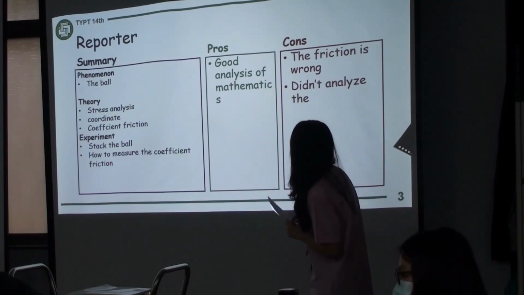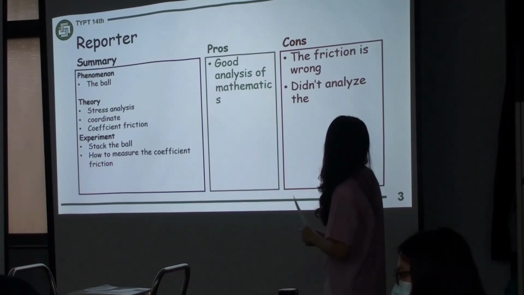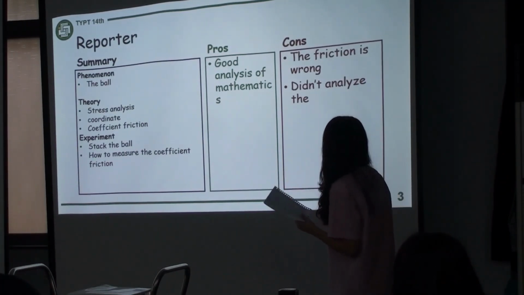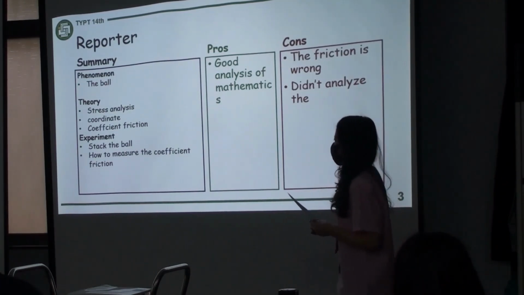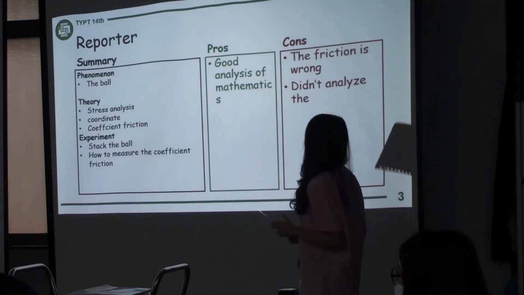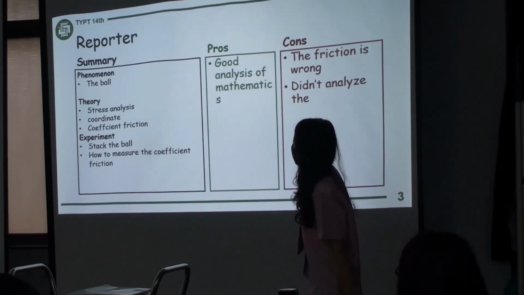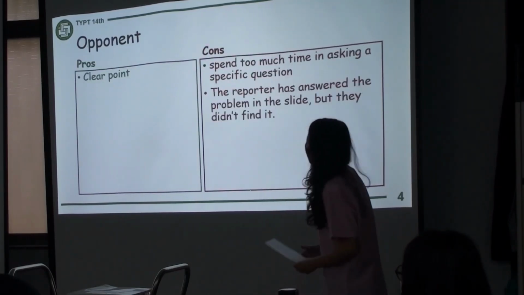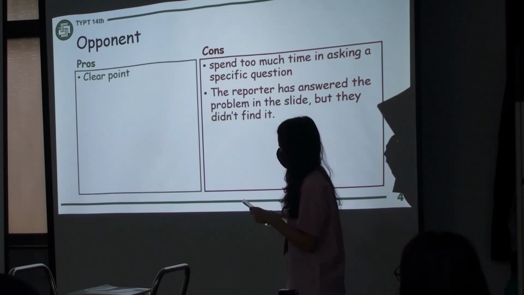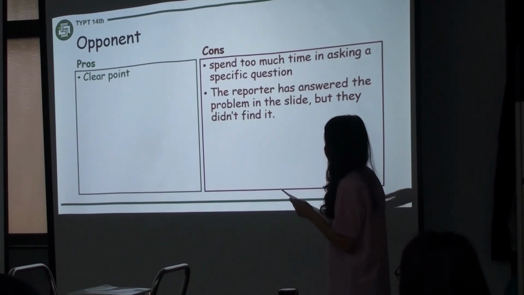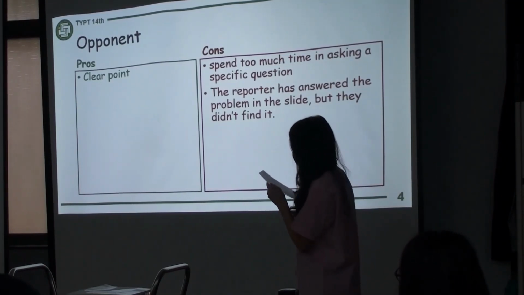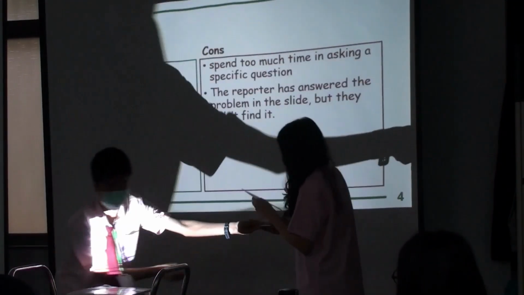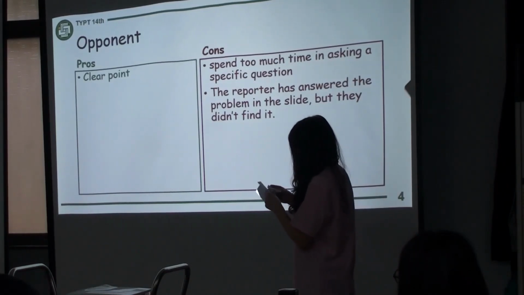His good points are the analysis of the mathematics. The cons are that the friction is wrong, because we think the friction is just treated simply and he didn't analyze the force of the opponent's drawing. Next, we're going to talk about the summary of the pros and cons of the opponent. The opponent has a clear point about the question, like different forms of the tennis ball tower and different coefficients of friction. Also we talk about the trend line, and the experiment is not a good fit.